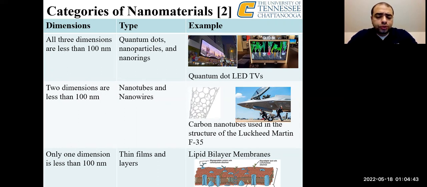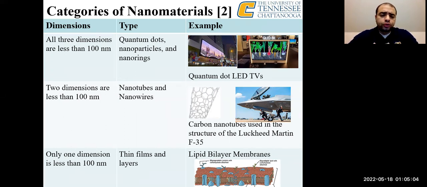The second category is when you have 2 dimensions that are less than 100 nanometers. In other words, you have 2 dimensions in the nanoscale and 1 dimension not. A good example of that is nanotubes and nanowires. As you see here, for example, carbon nanotubes. They have been used, for example, for the body of aircraft.